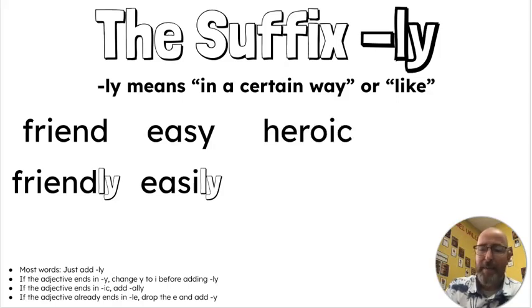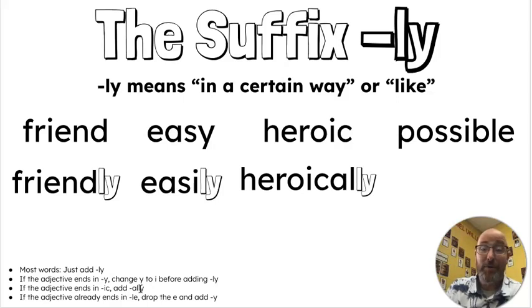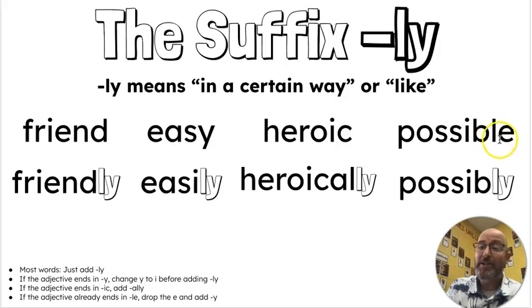What if somebody's being heroic? Heroically is correct, but it ends in IC, so what do I add? ALLY, that's correct. And our last one, if something is possible, in a certain way it's being possible, what would it be? Possibly. It ends in LE, so we drop the E and we add ly. Or we drop the LE to make ly.